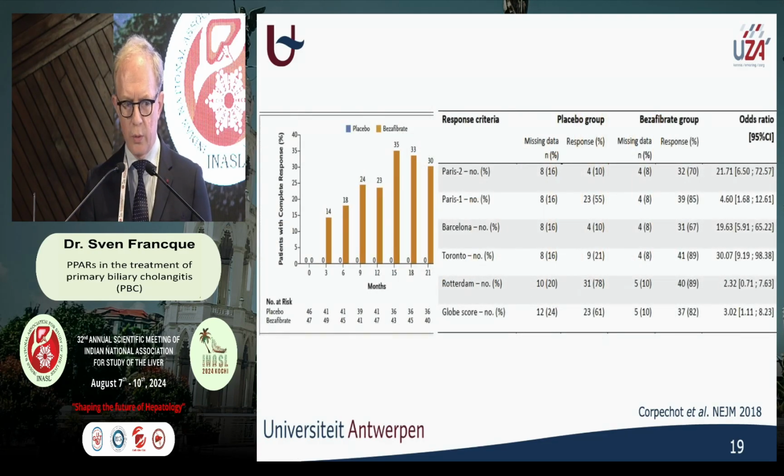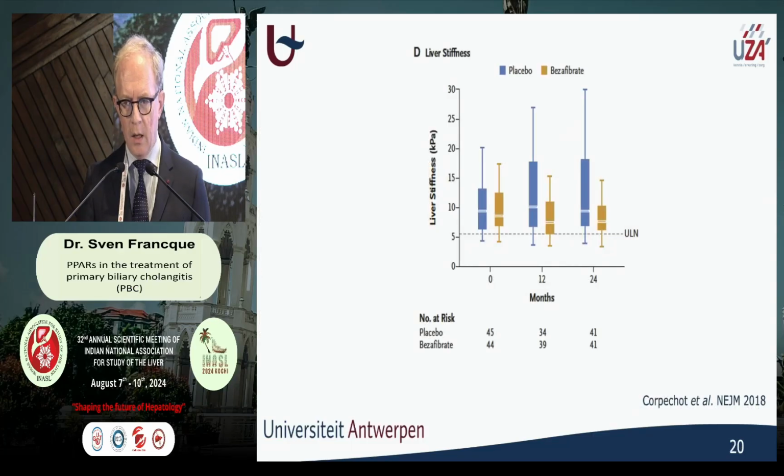What I just want to show with this cartoon is if, again, you look at other definitions of response, you get other response rates. If you, for example, use the Rotterdam criteria or the Toronto criteria, you have almost 90% response. So really looking into how the response is defined is important to have a comparison in terms of the figures. There was some decline in liver stiffness, which is supportive, of course, for efficacy.